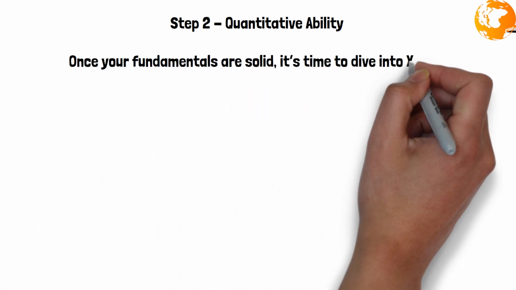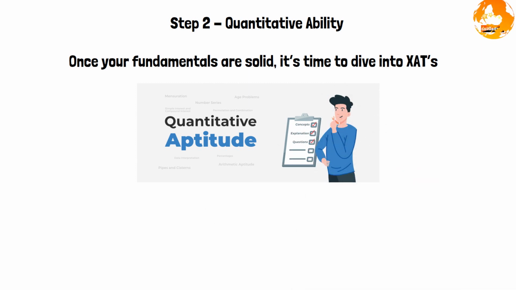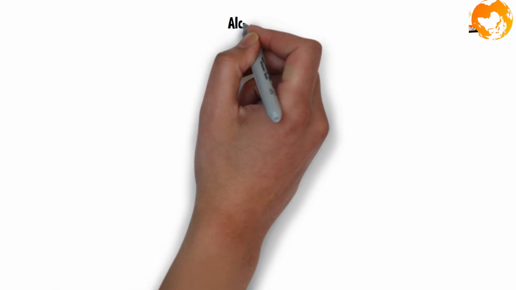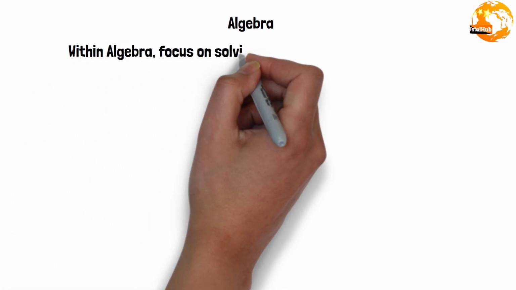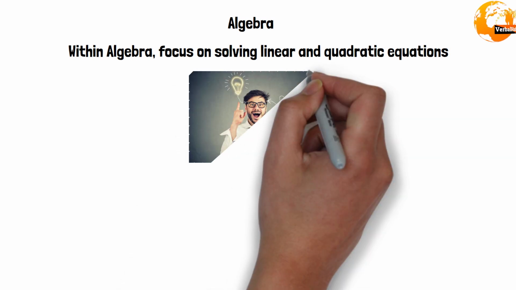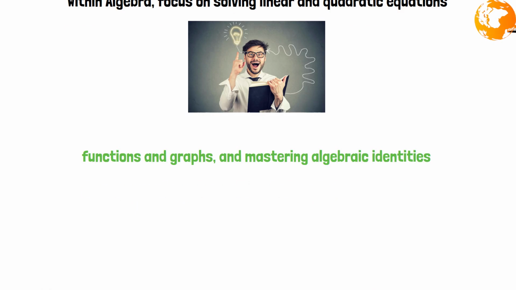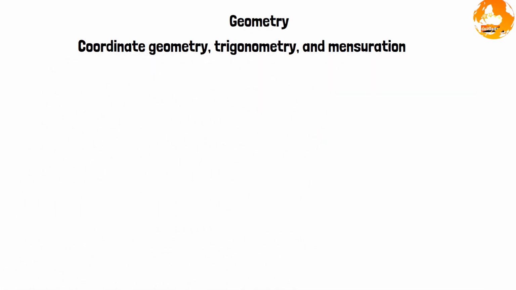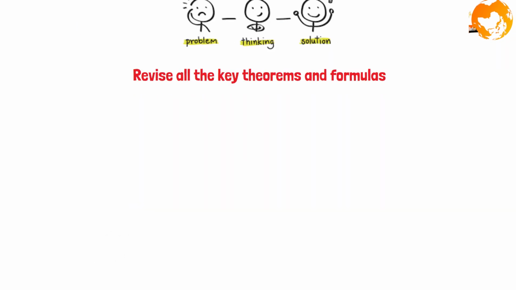Once your fundamentals are solid, it's time to dive into the XAT quantitative ability section. This is where your problem-solving skills will be tested. Algebra. Within algebra, focus on solving linear and quadratic equations, understanding functions and graphs, and mastering algebraic identities. Geometry. Coordinate geometry, trigonometry, and mensuration problems are common. Revise all the key theorems and formulas.